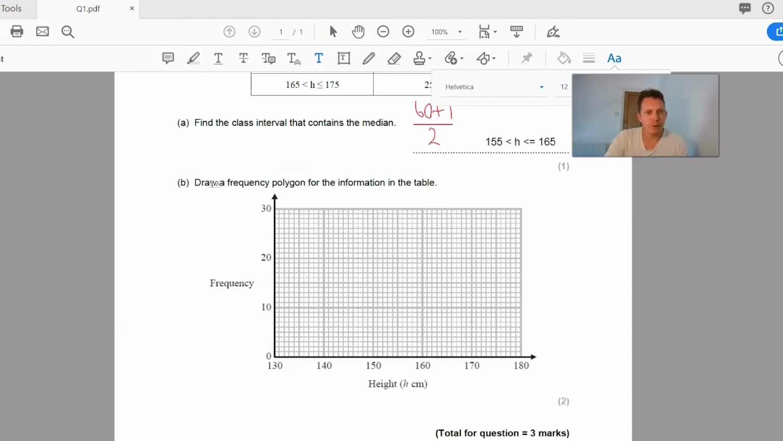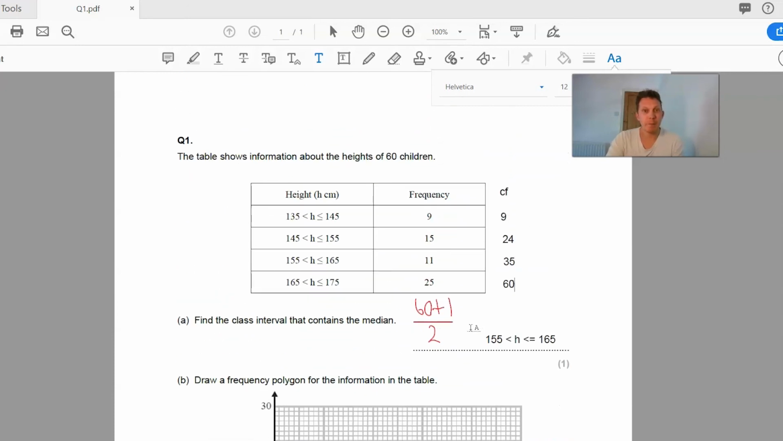B, draw a frequency polygon for the information in the table. And we've got our chart paper to do that. Okay, a couple of things. Polygon just means many sides. So it's going to be some kind of shape with many sides. Now, a couple of errors that people make. They think it's got to be a closed shape, so all the lines have to be connected at the end. I'll show you what I mean by that in a second. That's not the case.